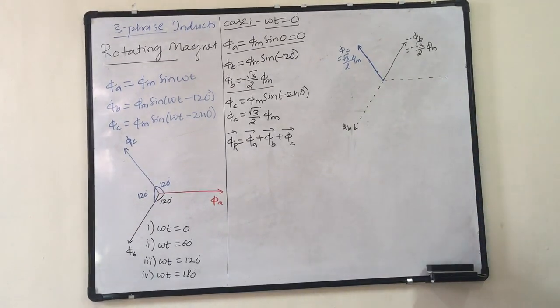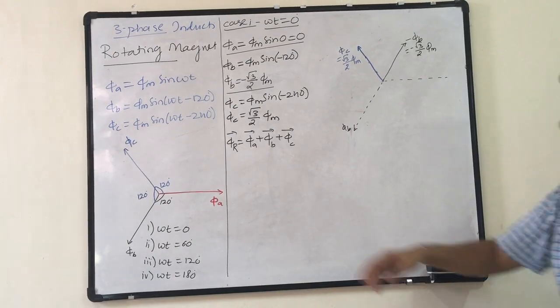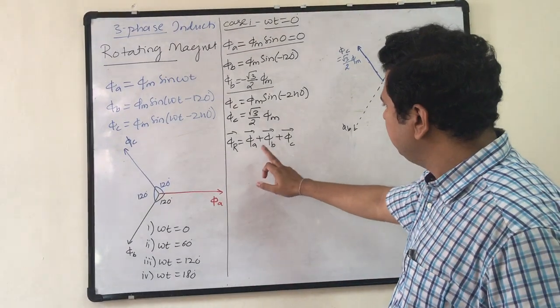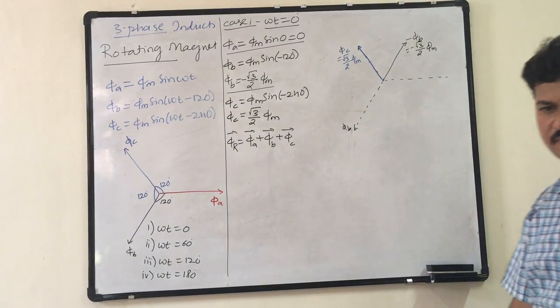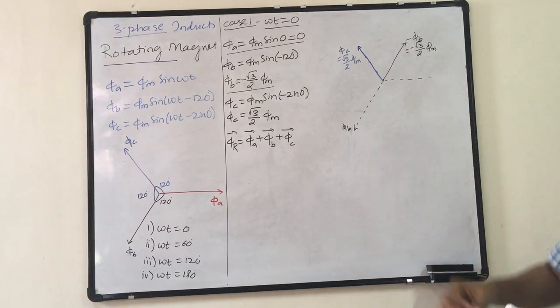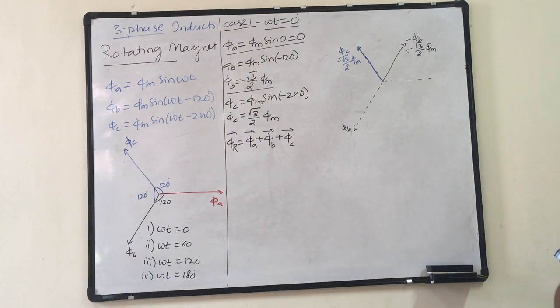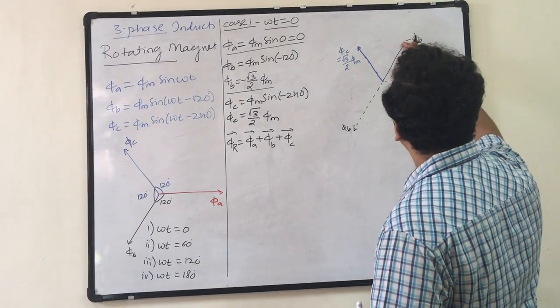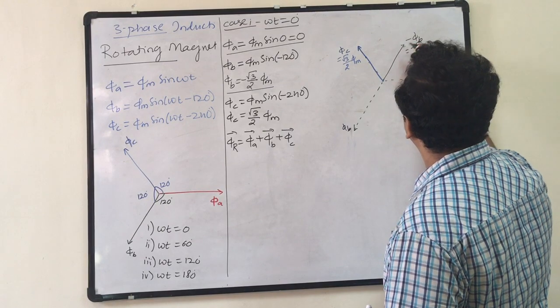Now what is the resultant? Phi r equals phi a plus phi b plus phi c. Phi a is 0, phi b is minus root 3 by 2 phi m, phi c is plus root 3 by 2 phi m. So how to get the resultant? The resultant is obtained by using the law of parallelogram.